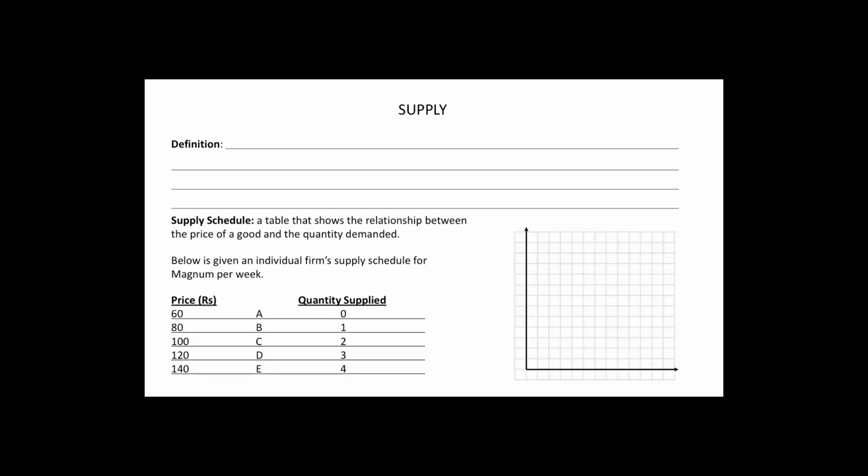So the supply curve is basically the producer's curve, because the producer is supplying the good. So the way we're going to define it is very similar to the demand curve.